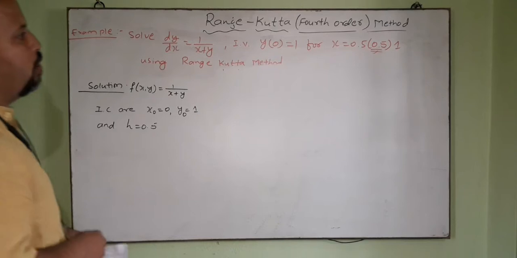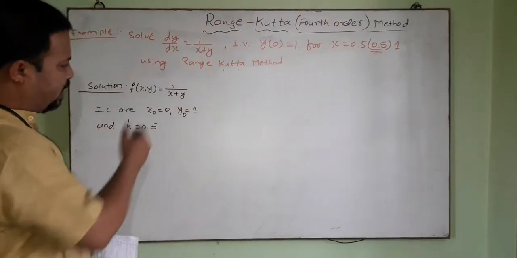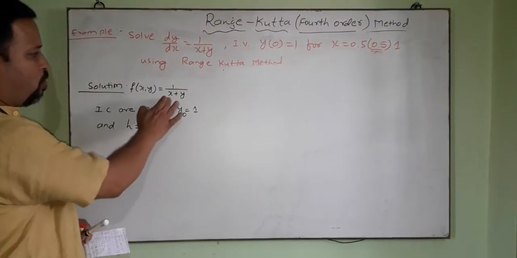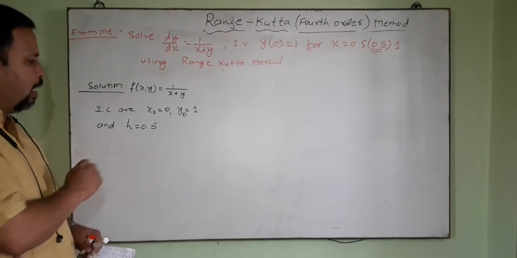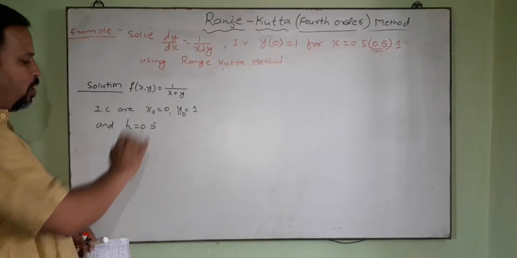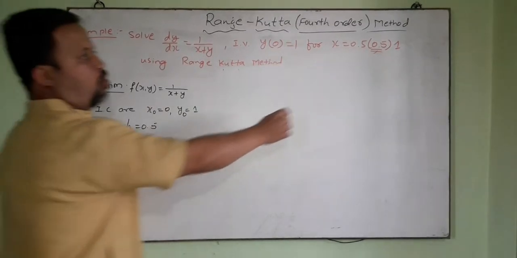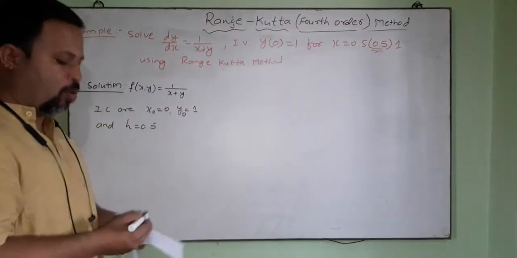Now we'll solve this one. So the given data is here, that is f of x comma y is given by 1 divided by x plus y, and initial conditions x naught and y naught are given and h is 0.5.